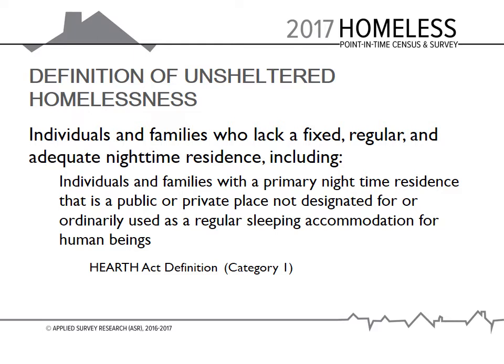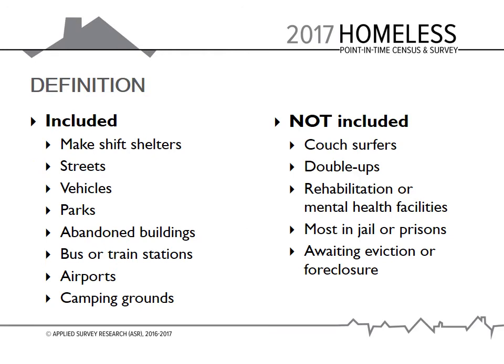So the definition, I'm going to go ahead and read it word for word. It's the Hearth Act definition, category 1, and it states that homelessness is defined as individuals and families who lack a fixed, regular, and adequate nighttime residence, including individuals and families with the primary nighttime residence that is a public or private place not designated for or ordinarily used as a regular sleeping accommodation for human beings. I will go ahead and review this a little bit further in the next slide and what that means and what that includes and doesn't include. So here's this next slide that I was referring to.